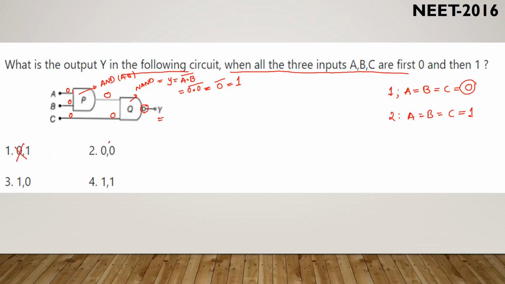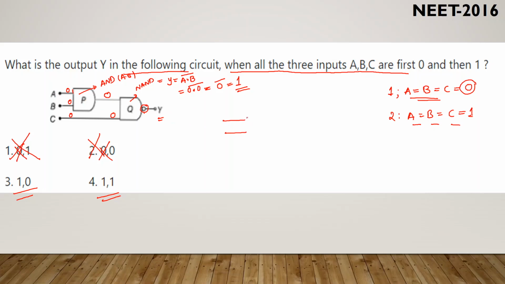Second option, first one is 0, but we are getting the answer as 1 for this condition. So this could not be the answer. So two options are getting cancelled. Now we are left with option 3 and option 4. Now let us check the second one. If A is equals to B is equals to C is equals to 1, now I am substituting here.